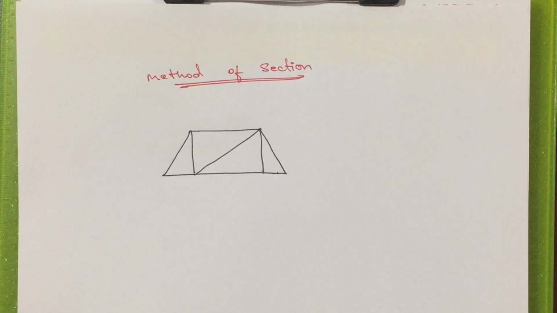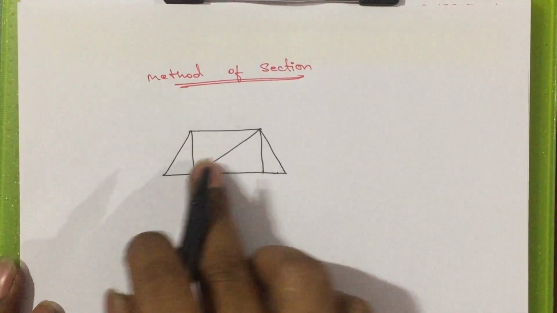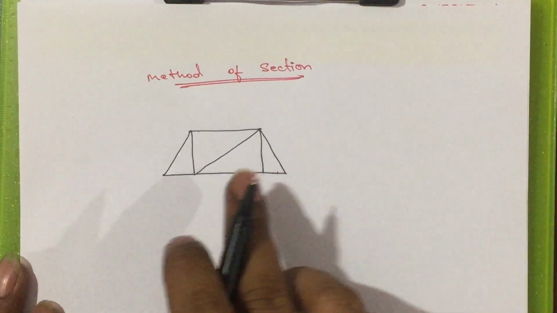The second type of problem is method of section. Before going into the numericals, we need to understand some of the basic concepts, like how we need to proceed with the method of section. In the method of section, first we are going to draw the free body diagram of the same given diagram.